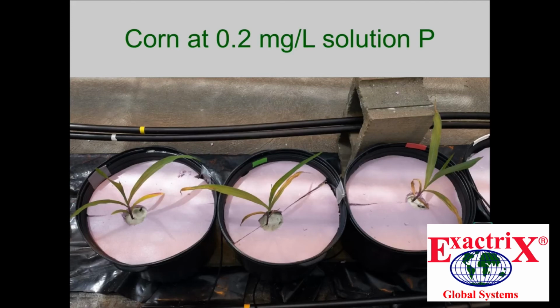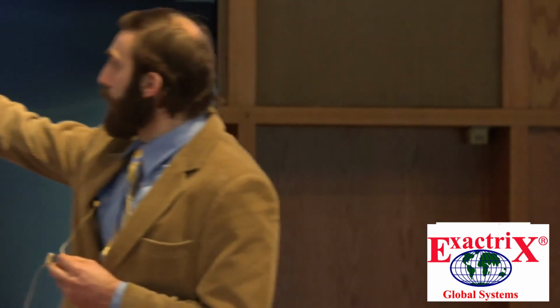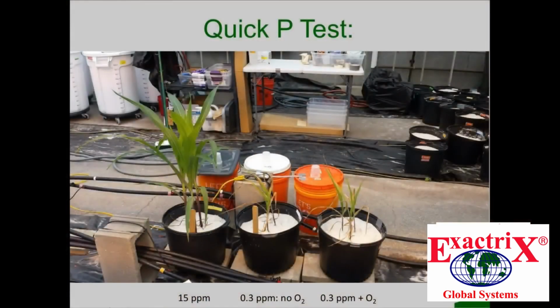And we did a quick test where we supplied phosphorus at 15 parts per million, where we knew it would be well over whatever the corn wanted. And we compared it to about 0.3 parts per million, which should be adequate, with and without oxygen. And you can see very clearly, 15 parts per million on the left. We were limited by phosphorus when we only had 0.2, 0.3 parts per million.